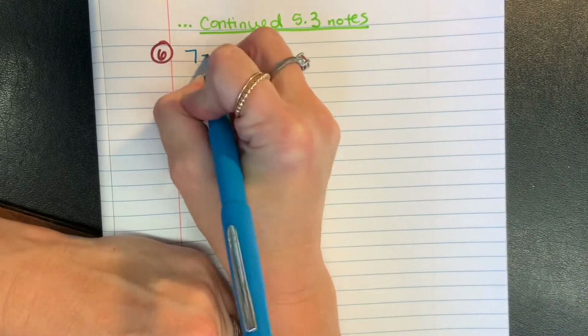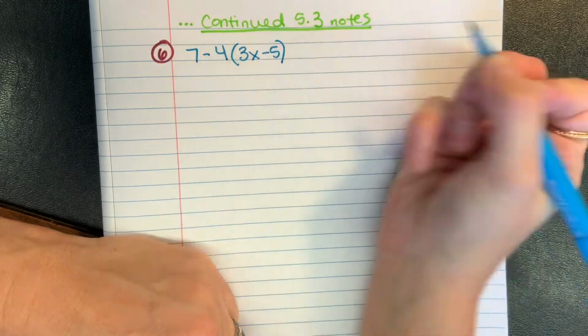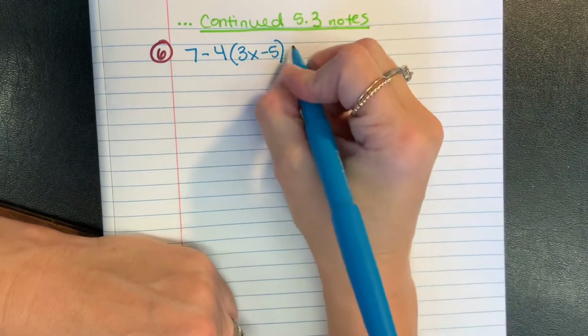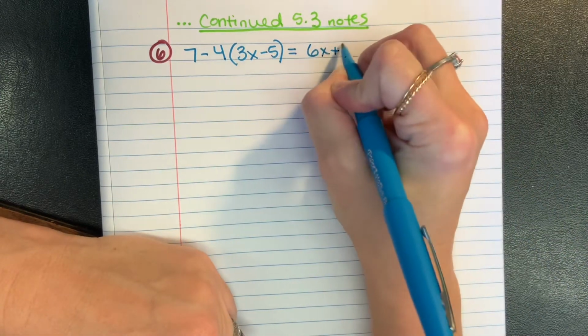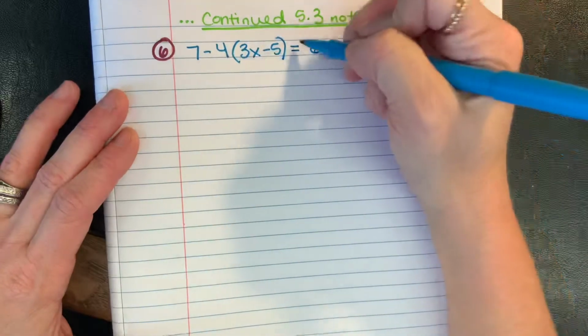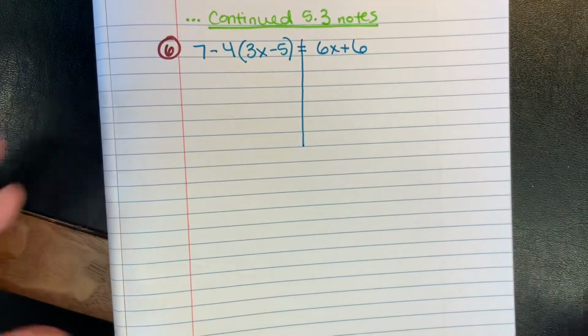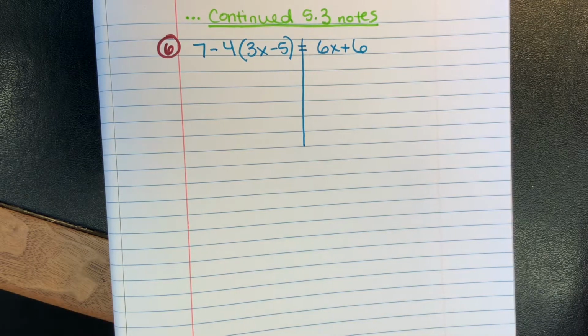Here we go. 7 minus 4, 3x minus 5 in parentheses, and that's all on the left side, and I'm going to have my equal sign, and then 6x plus 6. So go ahead and write that down. Since there is a whole lot going on, definitely a good idea to have that line there so you don't accidentally do inverse operation on both sides of the equation.